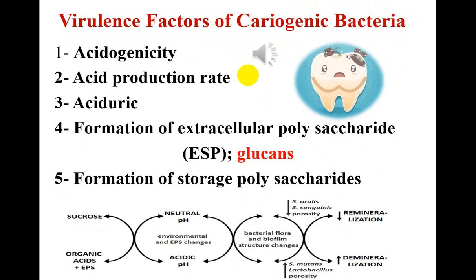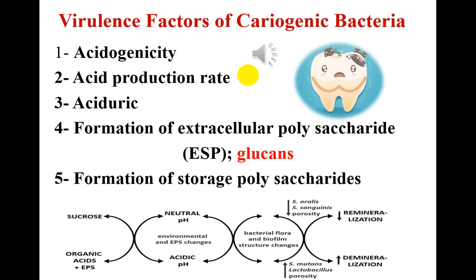Virulence, or the cariogenic potential, refers to different bacterial properties that contribute to caries formation. This involves, first, acidogenicity. What do we mean by acidogenicity? It is the ability to produce acid by fermentation of carbohydrate. Acid formation is the prerequisite for cariogenicity.